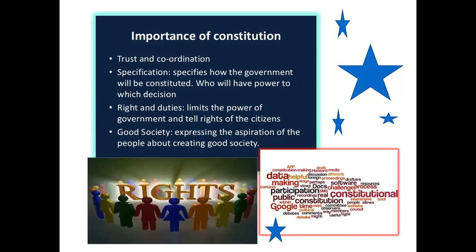So the constitution is very important for specification: it specifies how the government will be constituted and who will have what kind of power. If a prime minister takes some decision, the opposition leader can question them that they are not working according to the constitution. We can protest against that. If the constitution gives the specification of what kind of work should be done by the government, there will be no confusion among the people.